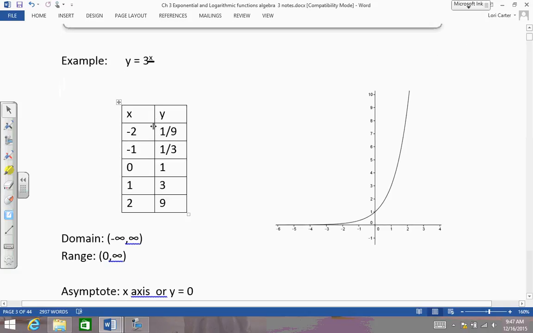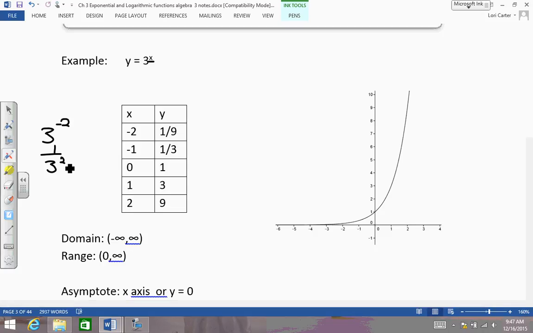So when we graph, we're going to use a t-chart, negative 2 to 2. When you plug in negative 2 for your x, I'm going to do this one by hand just so you understand. So this is 3 to the negative 2. What does a negative exponent tell you to do to the number? Yeah, flip it over. So this is really 1/3 squared. What's 3 squared? 9. So my answer is 1/9.